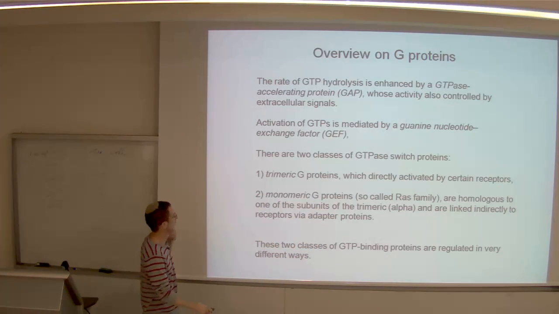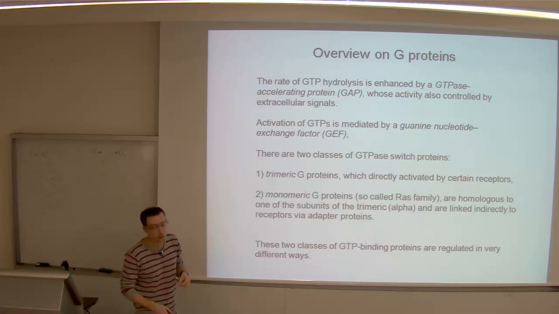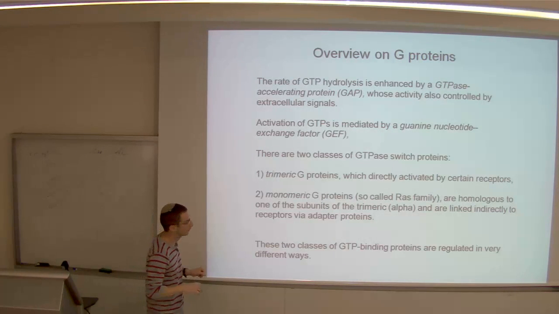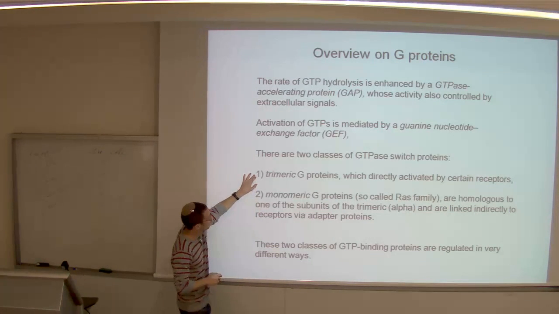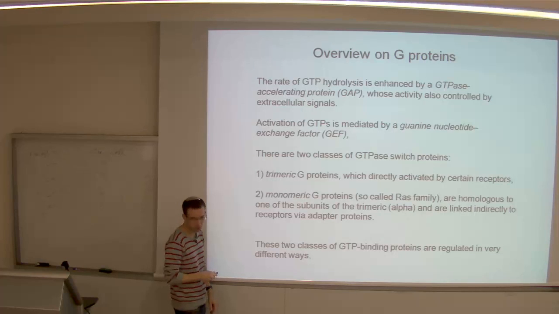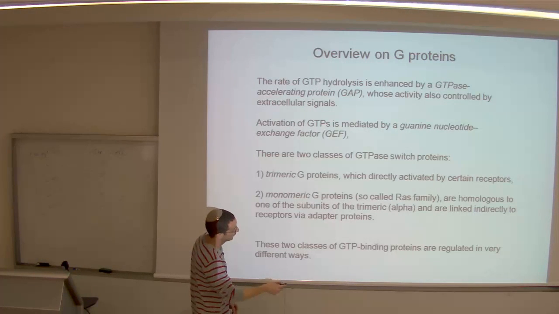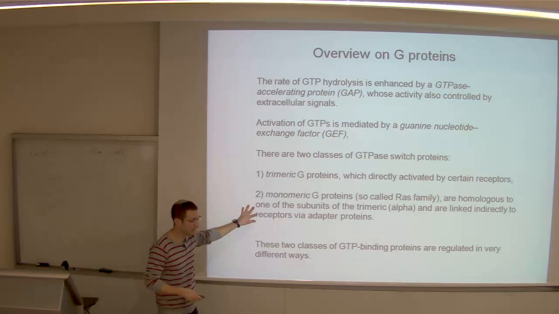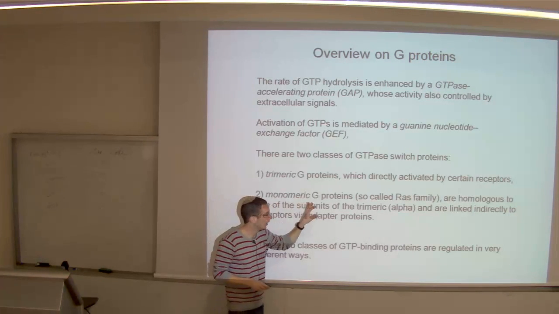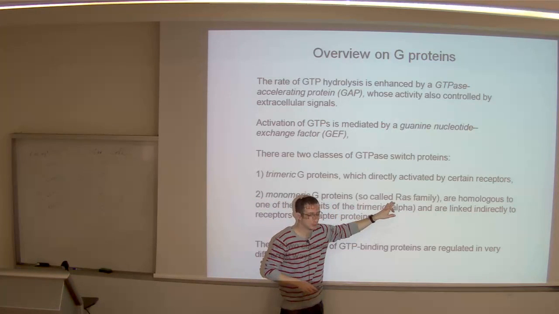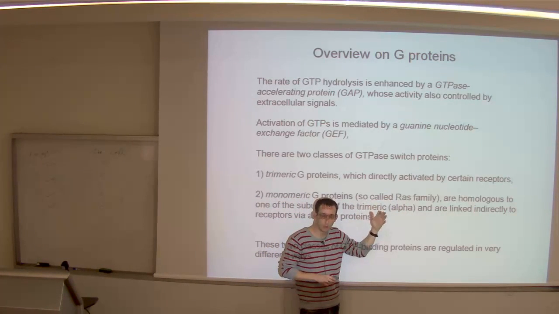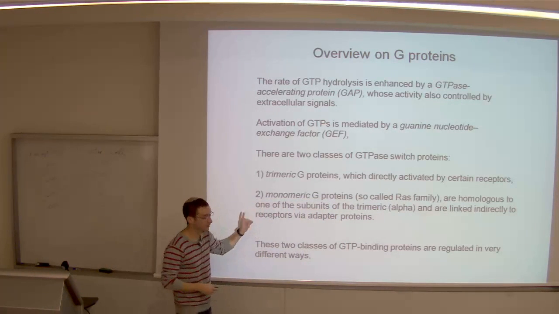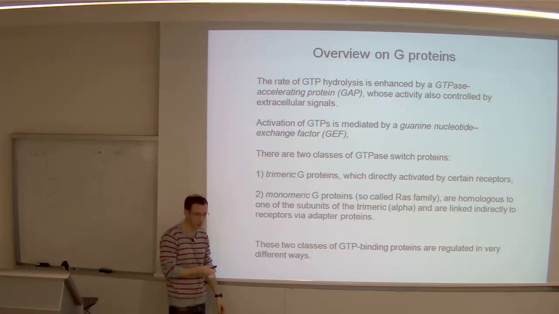That's okay? Are these two kinds of G proteins? No, these are two kinds of regulatory G-associated proteins. These are not G proteins themselves. The trimeric version of the G protein is directly activated by certain membranal receptors. And the monomeric version of G protein, and these proteins are sometimes called the RAS family because they are all homologous to a protein named RAS. And they are also homologous to the alpha subunit of the trimeric version of G protein.